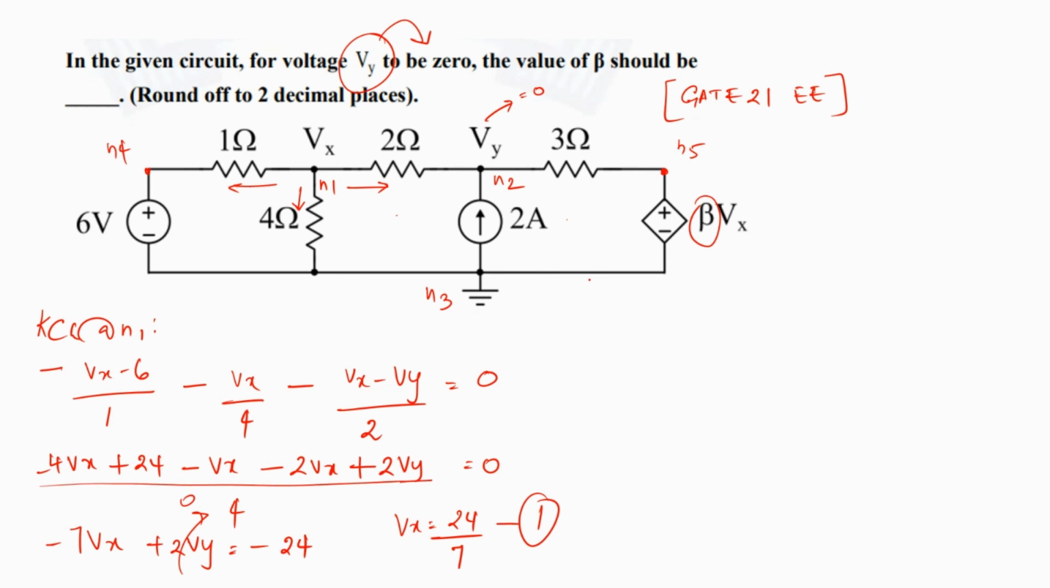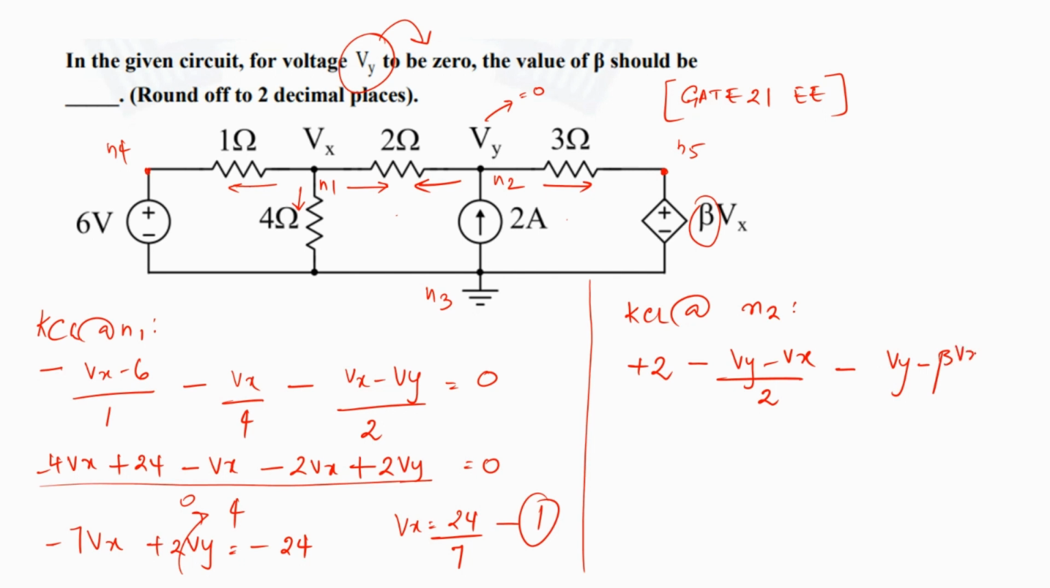So let's consider this to be my first equation. Now, if I am going to apply KCL at node N2, here again, let's consider these are the currents that are leaving. 2 amps is from a current source, so I'm not going to disturb the direction. So that is entering Vy. So I'm going to say plus 2 minus of Vy minus Vx by 2 minus of Vy minus beta Vx by 3. All this put together is equal to 0. So these are the three currents associated with node N2.